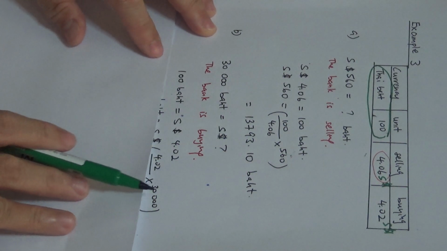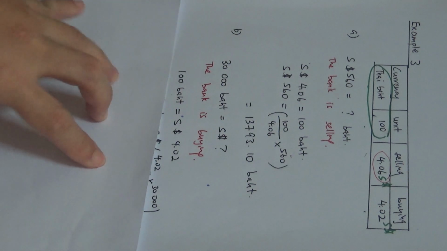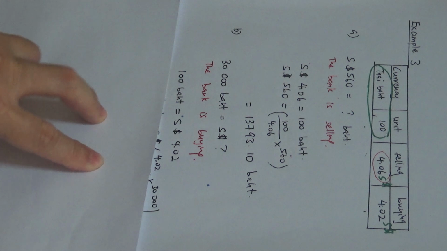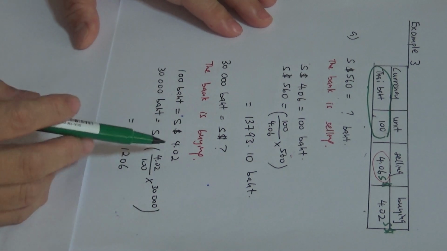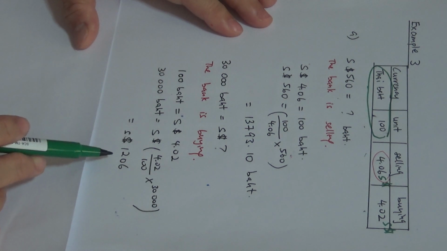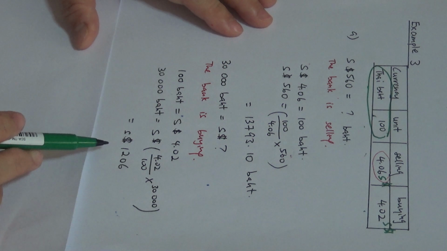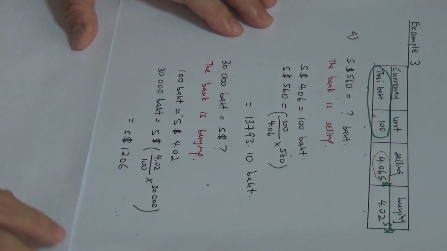Okay, so we have 100 baht is Singapore dollars 4.02. Likewise, we line them up and we use this over this times this. We'll get Singapore dollars 1,206. Okay, so that's how we will get the answer for this example 3.